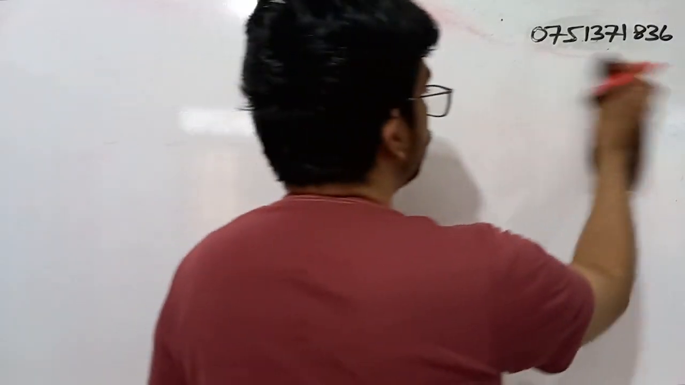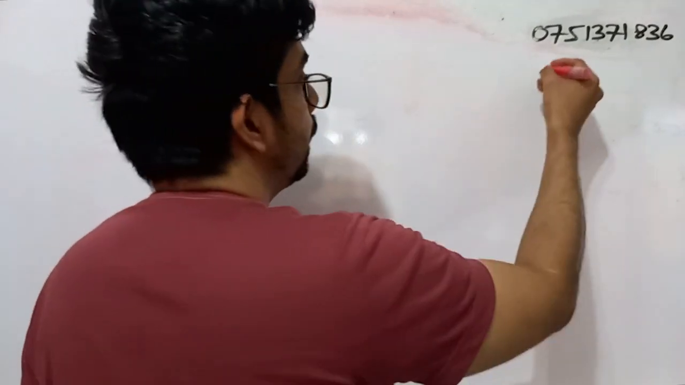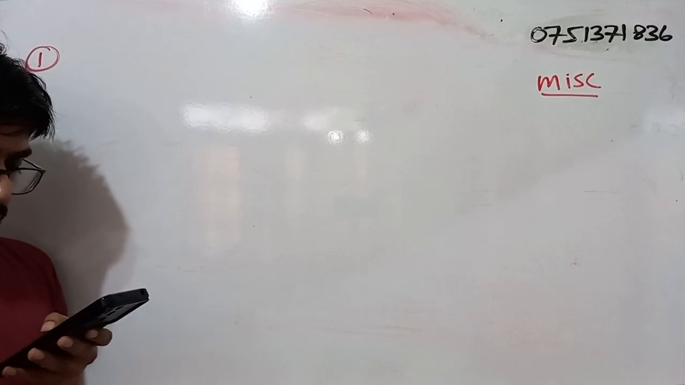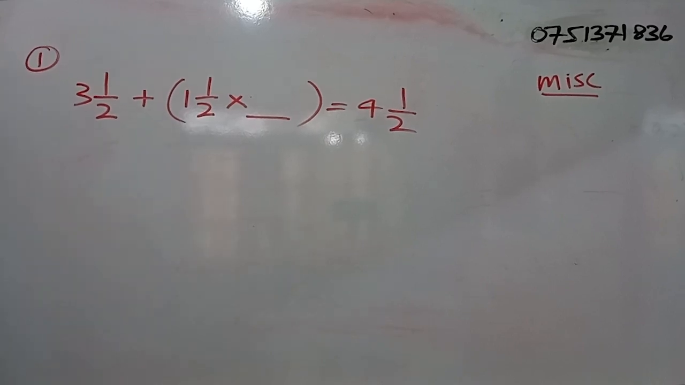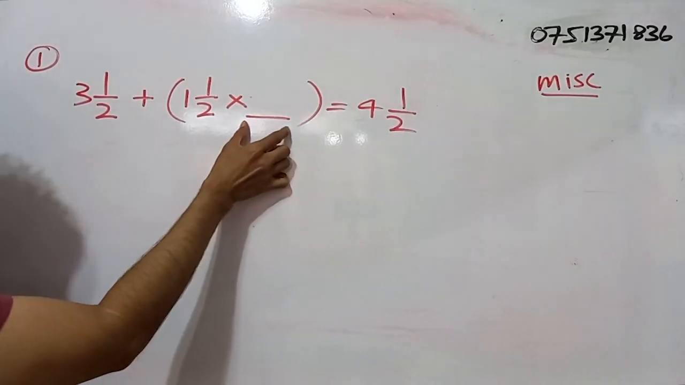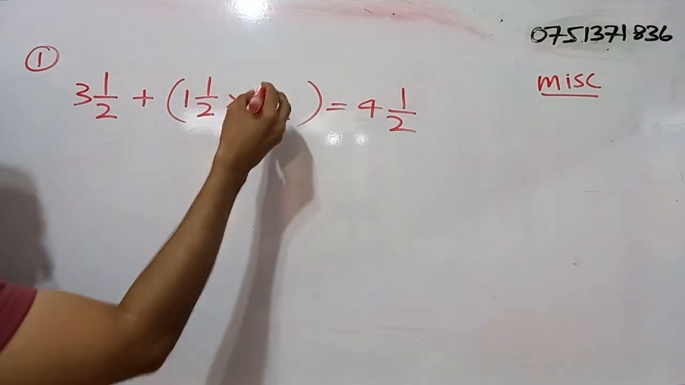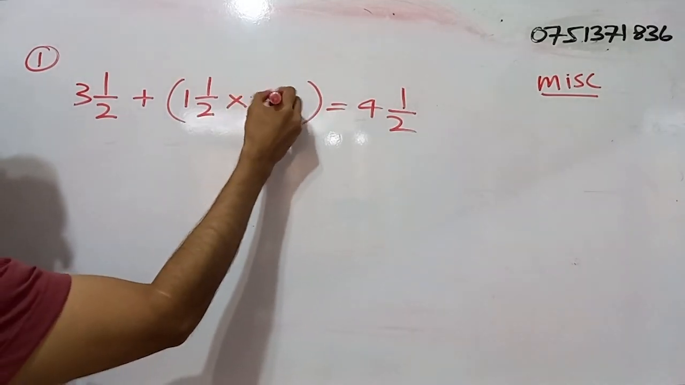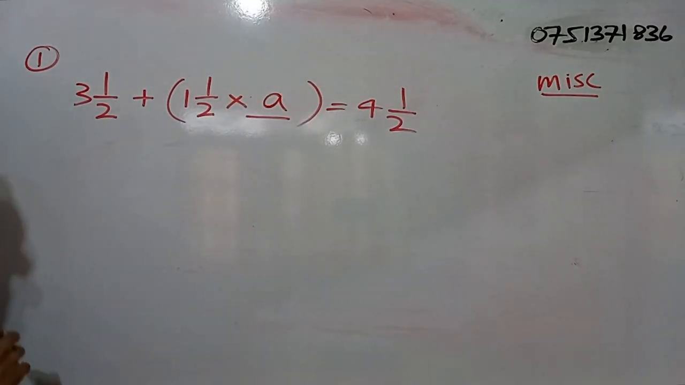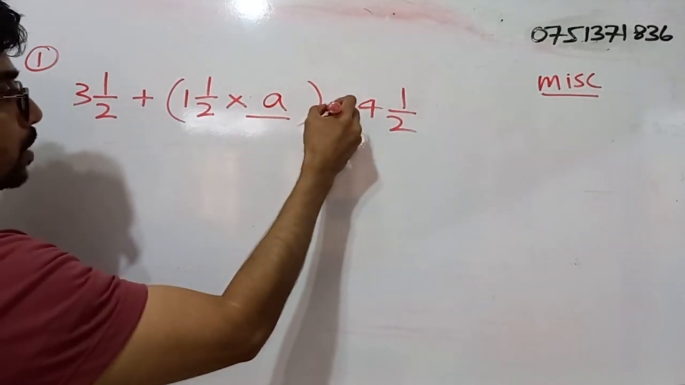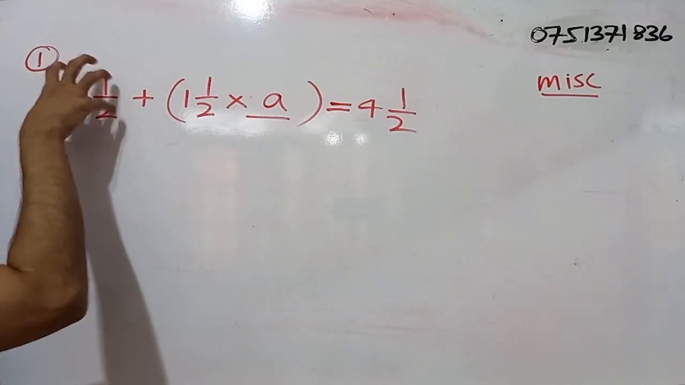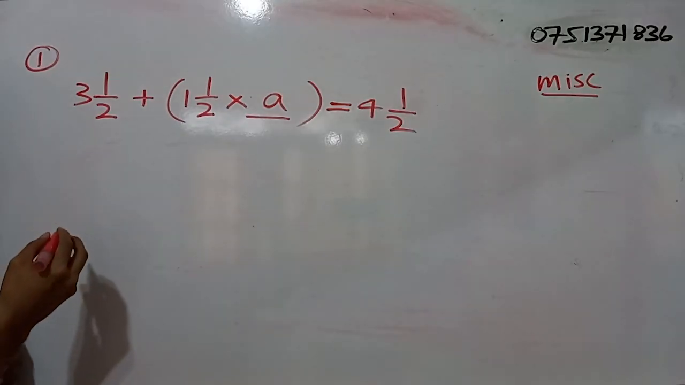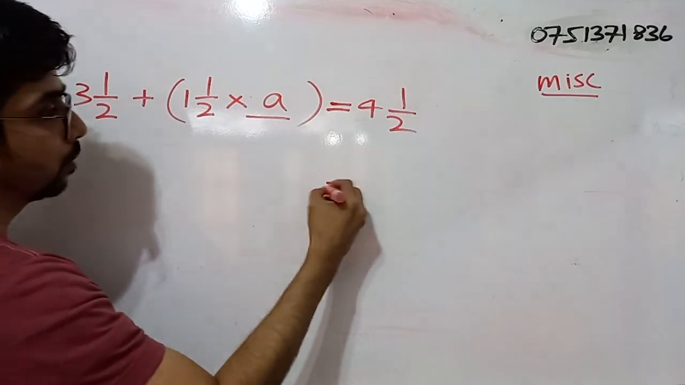So now we will do the miscellaneous questions. Find the fraction suitable for the blank space. Right. So this is the gap, no? The space, right? So we will put a letter here. So we will put A here, right? So this is an equation, right? So we will take this 3.5 to the other side. Okay? So this becomes what?